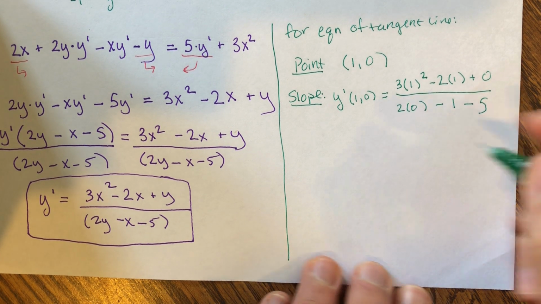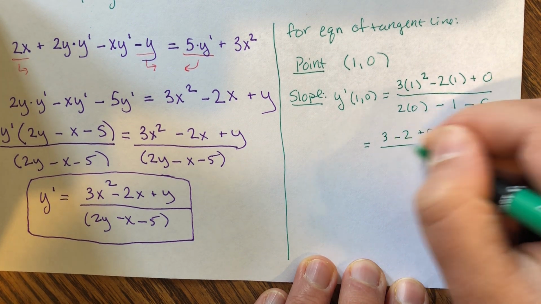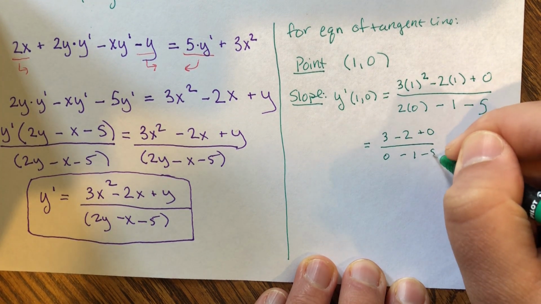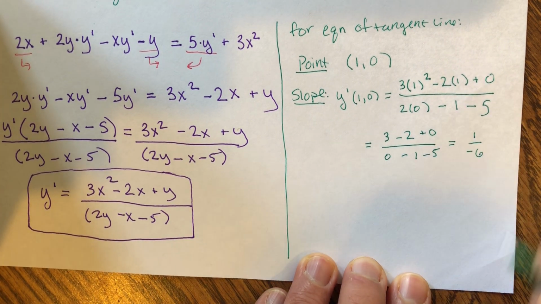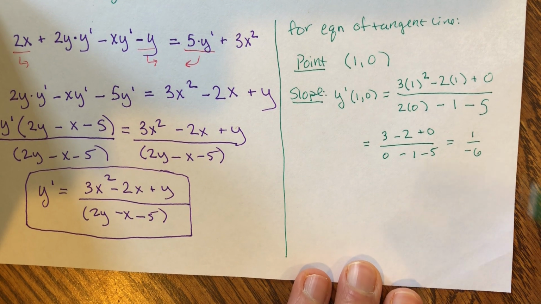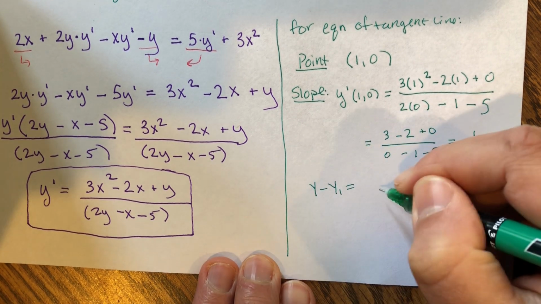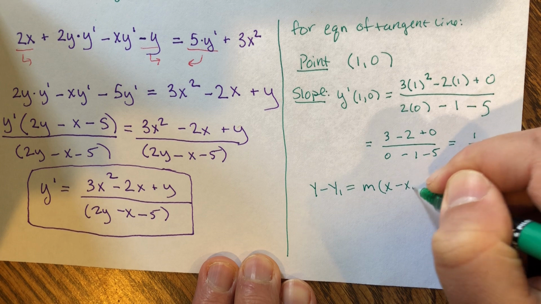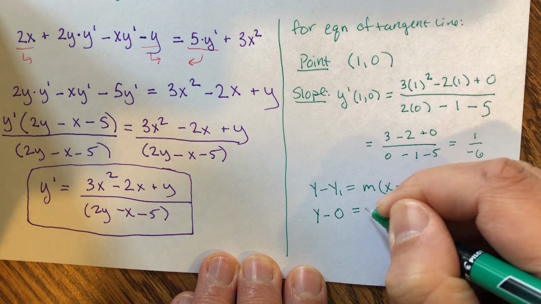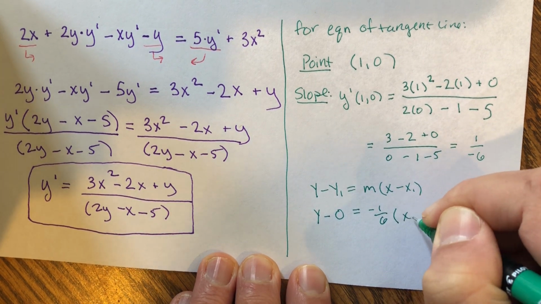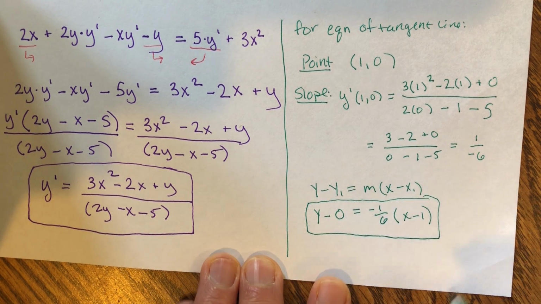All right, now I simplify this. 3 minus 2 plus 0 over 0 minus 1 minus 5. 3 minus 2 would be 1 over negative 6. There's our slope. Now that I have a point on the tangent line and the slope of the tangent line, I just plug everything in using point-slope form. So it's y minus 0 equals negative 1/6 times x minus 1. And there's our equation. That's what we were looking for.